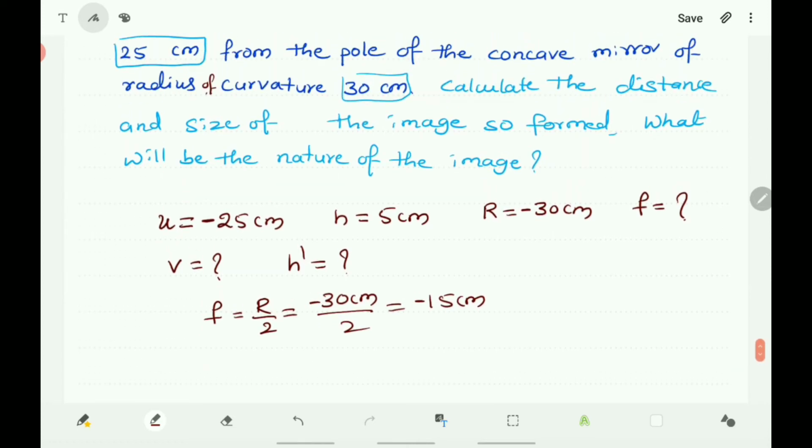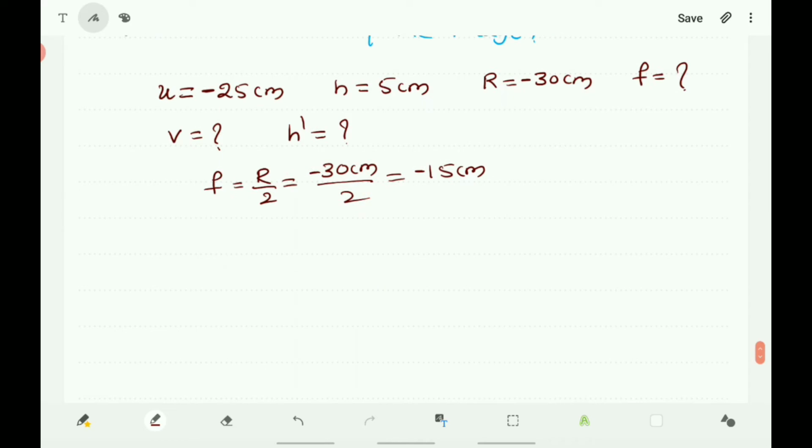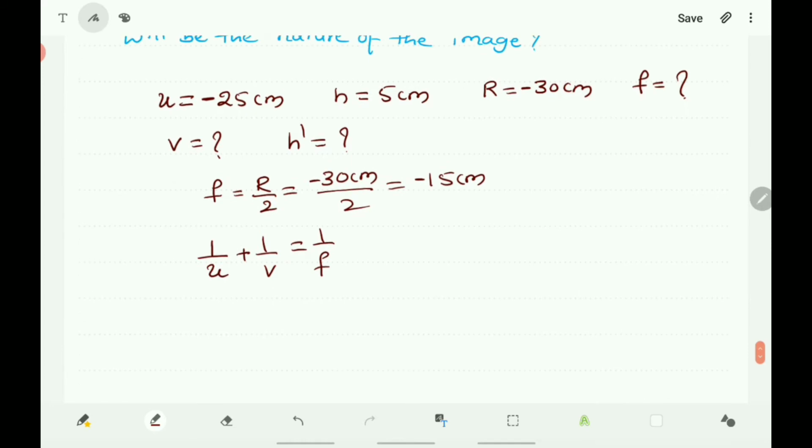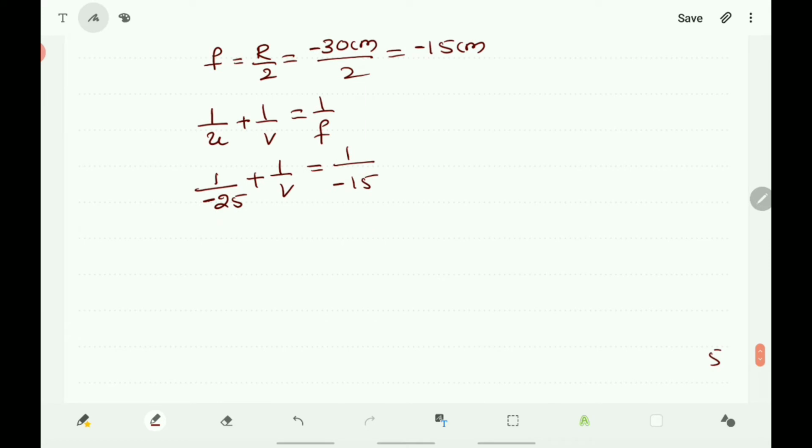Then you write the formula for mirror, that is 1 by u plus 1 by v is equals to 1 by f. Here, 1 by u is 1 by minus 25, plus 1 by v, as v is not given, equals 1 by f, that is 1 by minus 15. Write it correctly: minus 1 by 25 plus 1 by v as it is, equals minus 1 by 15.